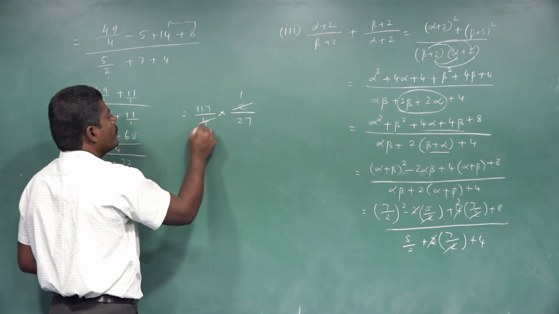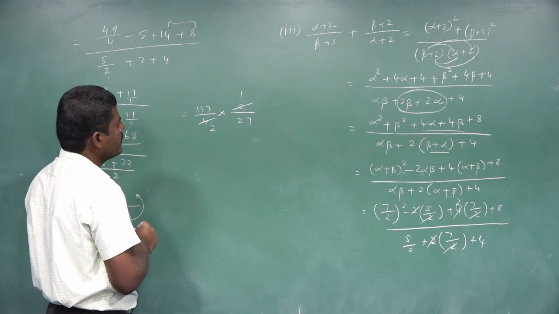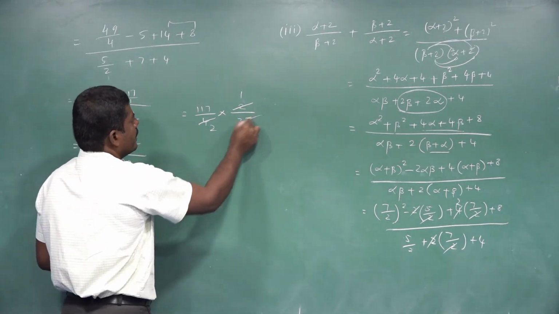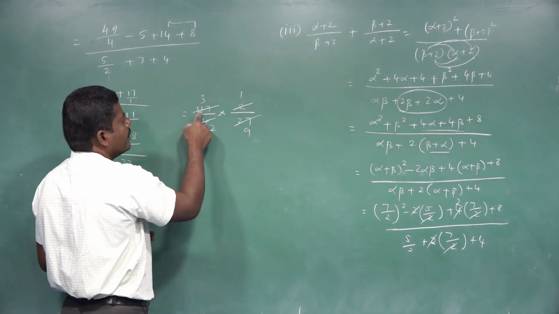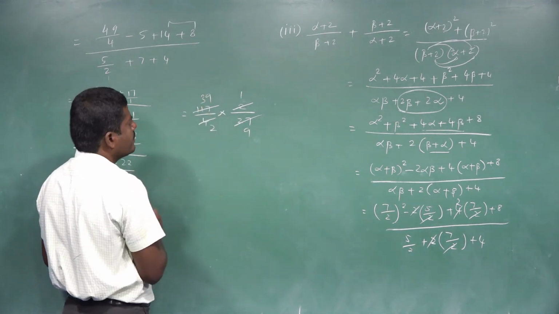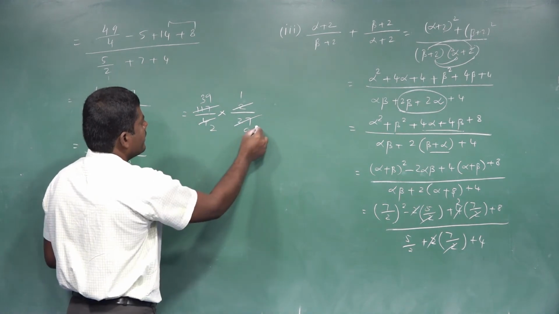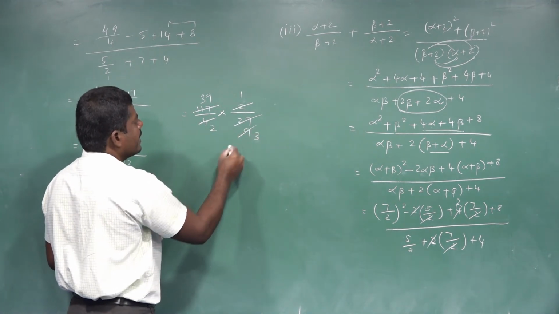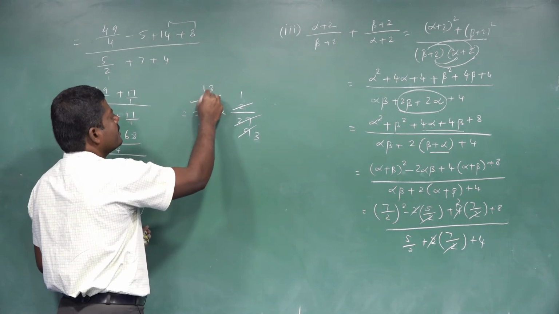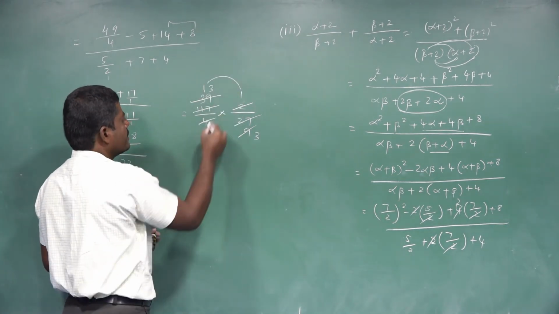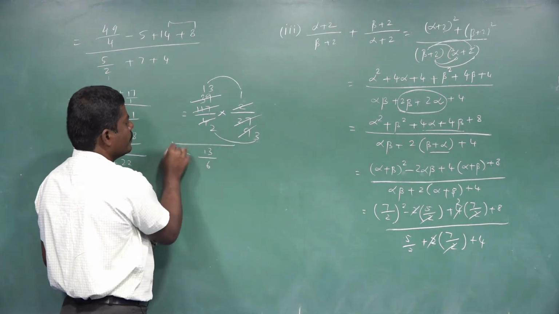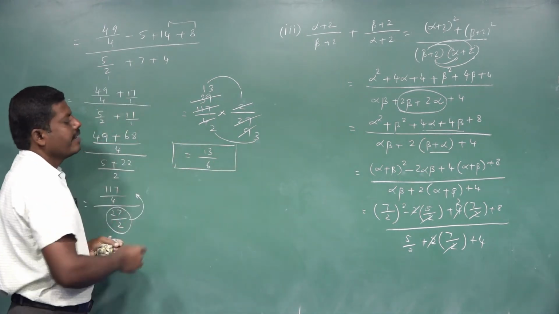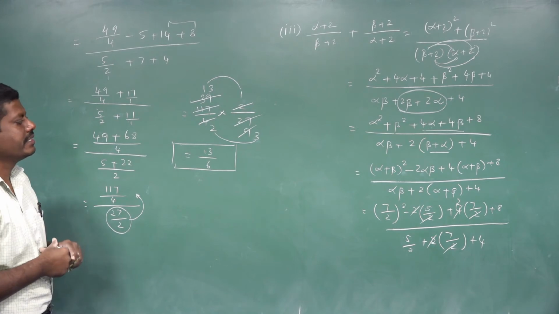1 2s are 2, 2 2s are 4. This is possible in the third table, I think so. 9 3s are 27, 3 3s are 9. Remaining 2. Again we can simplify this in the third table. 3 3s are 9, 1 3s are 3, 3 3s are 9. Over. So 13 1s are 13 divided by 2 3s are 6. So 13 divided by 6 is the answer for our third question.